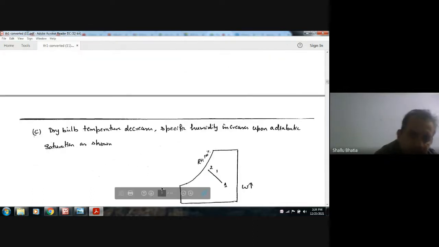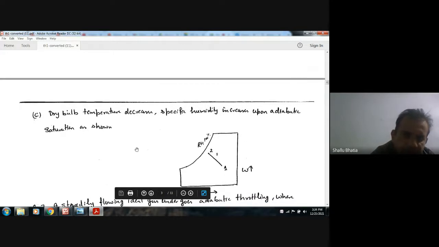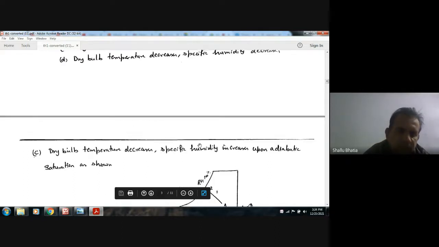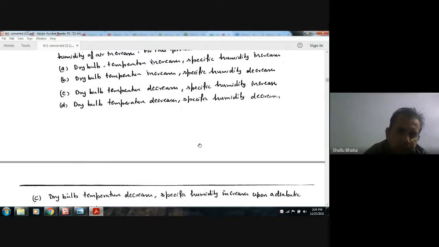This is the moist air, state 1 to 2. This is the adiabatic saturation process. You can see that the relative humidity increases, and specific humidity also increases, and the dry bulb temperature decreases. So answer is C: dry bulb temperature decreases, specific humidity increases.